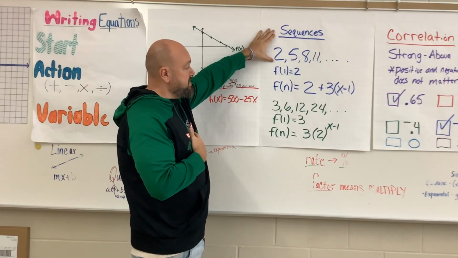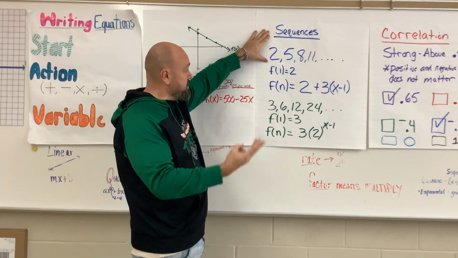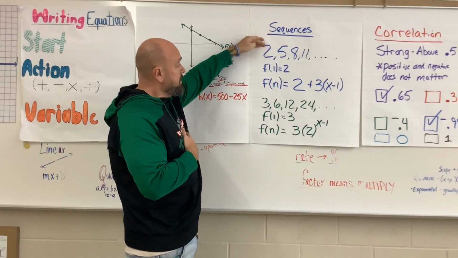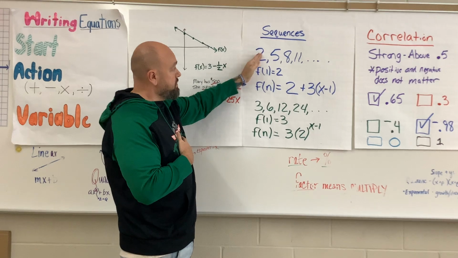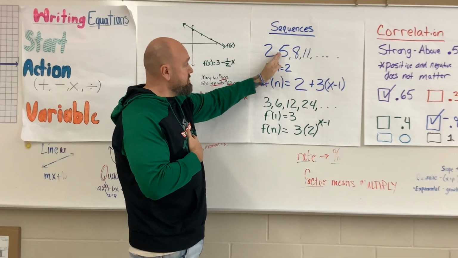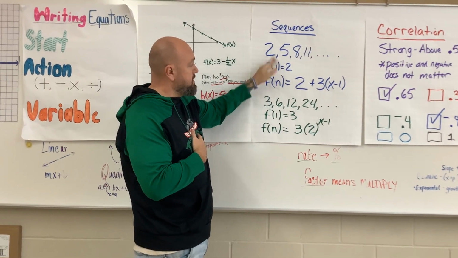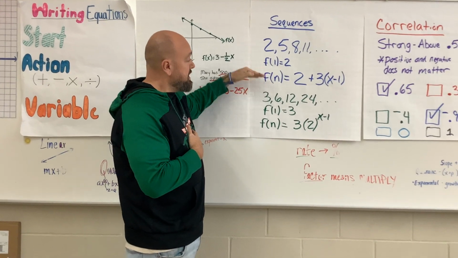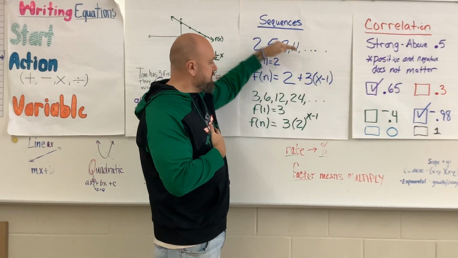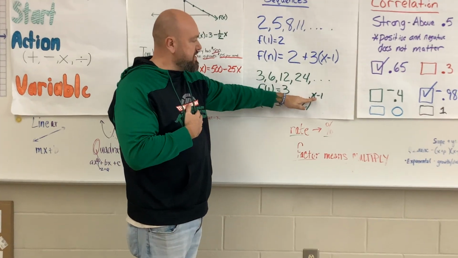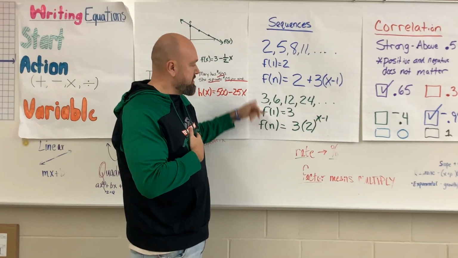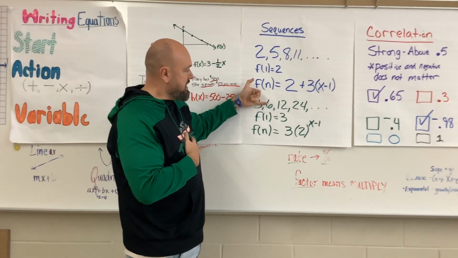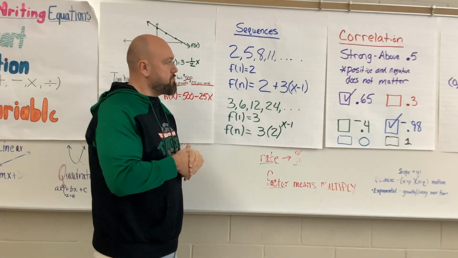We know sequences, same thing: start, action, and where the variable goes. This one starts at 2. To go from 2 to 5, we're adding 3, but we also have to make sure that it's consistent all the way. Key with sequences, remember, is x minus 1. In this case, the x minus 1 goes in line because you're adding. On this one, the x minus 1 goes up top because it's multiplication. Here it starts at 3 times the 2, and then the x minus 1.